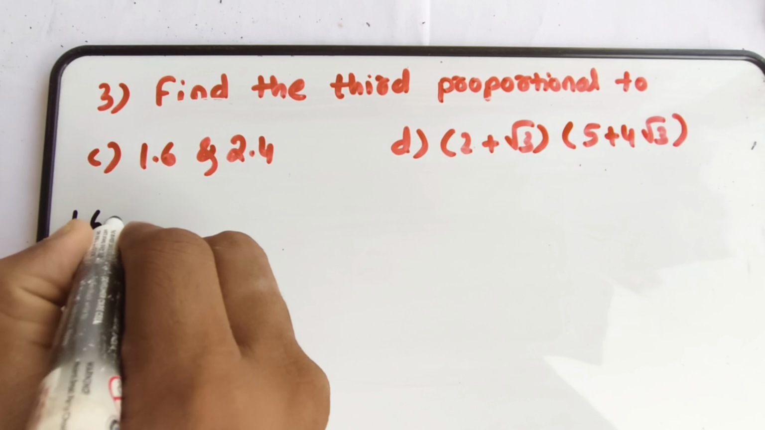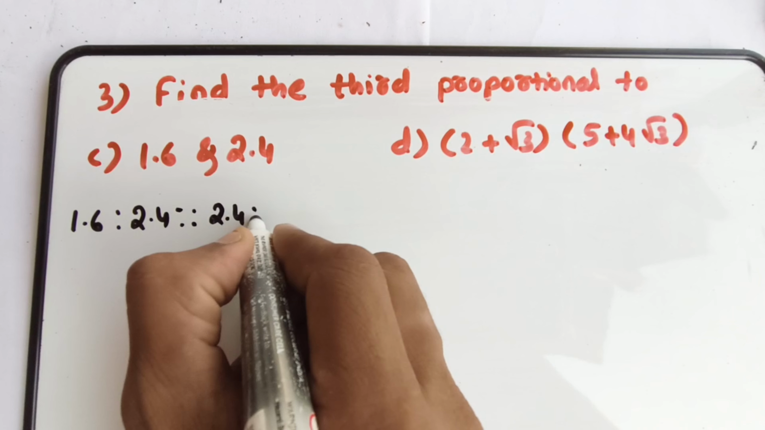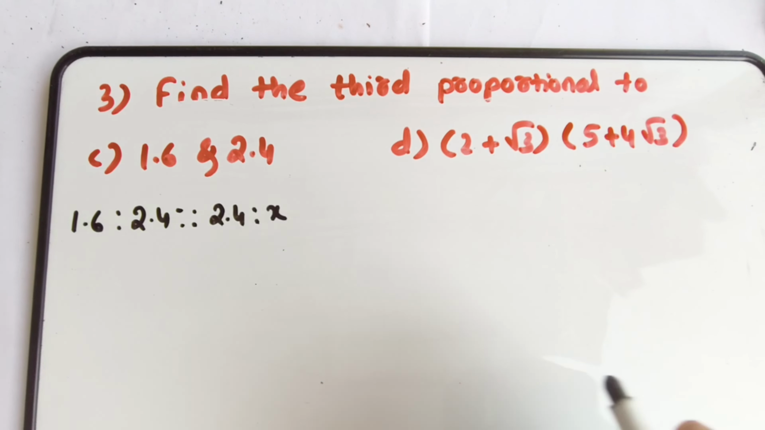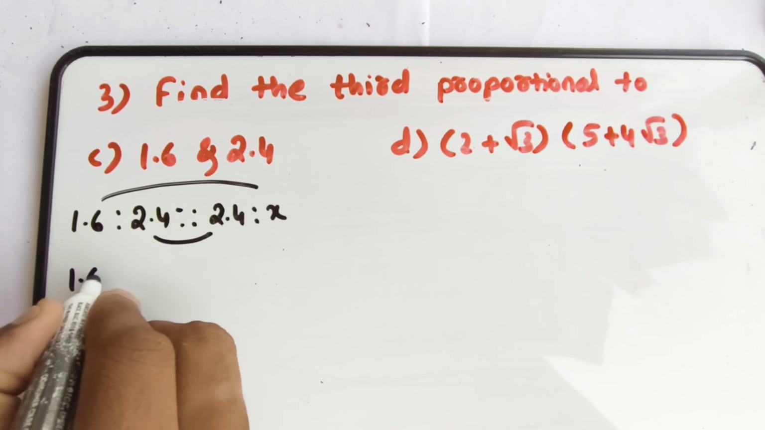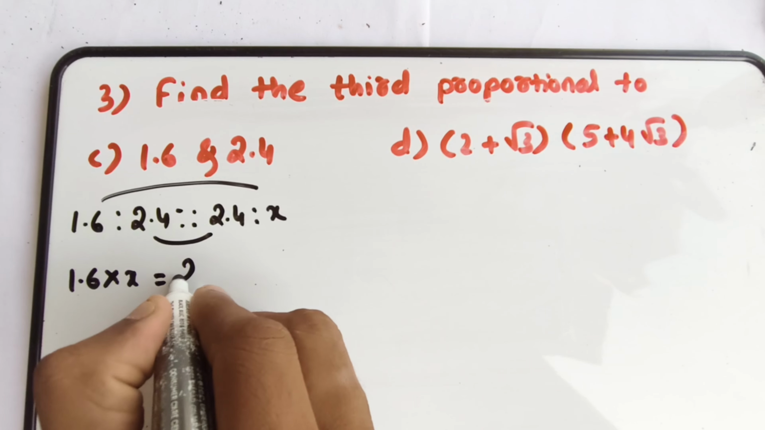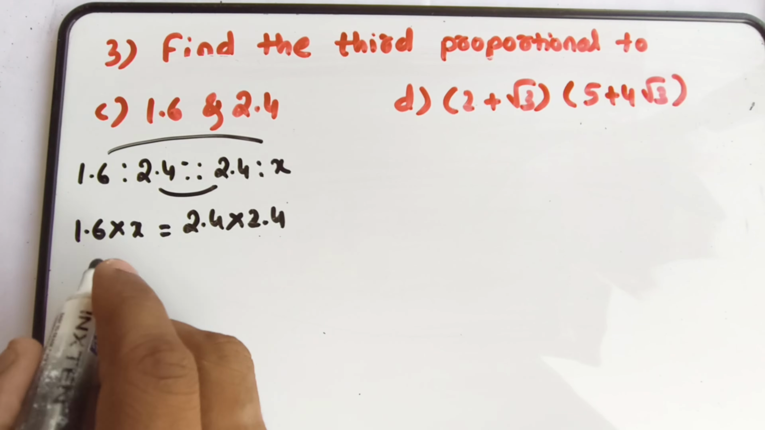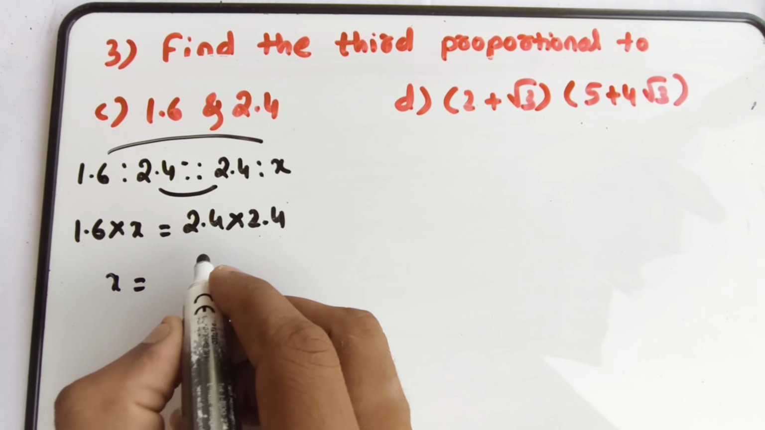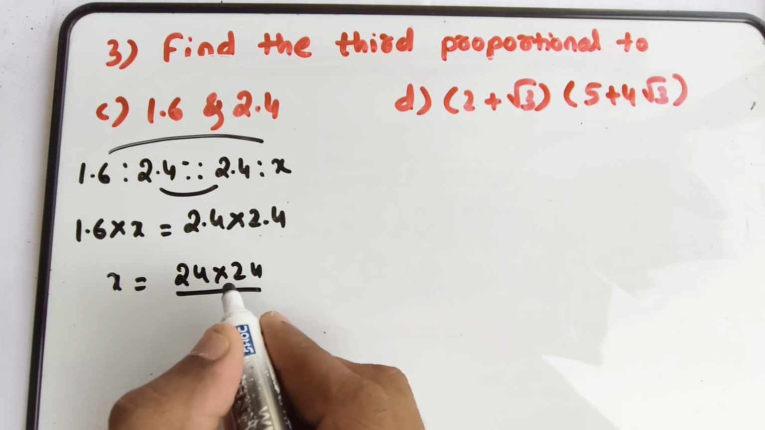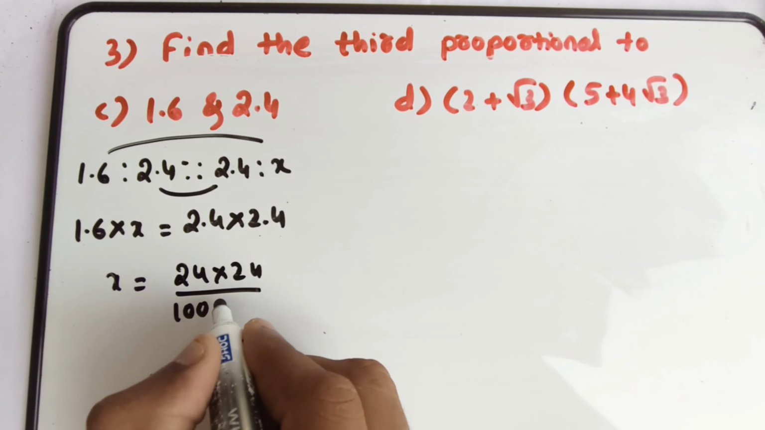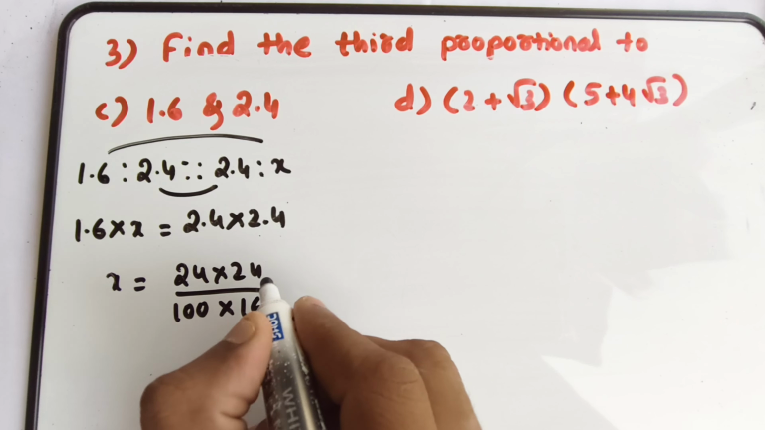Similarly, find the third proportional to 1.6 and 2.4. I'll write 1.6 ratio 2.4 proportion 2.4 ratio x. Multiply the extremes, which is equal to the product of means. 1.6 multiplied by x is equal to 2.4 into 2.4. X is equal to 24 into 24 divided by 10 into 10, that is 100. I'll write 1.6 as 16 by 10.